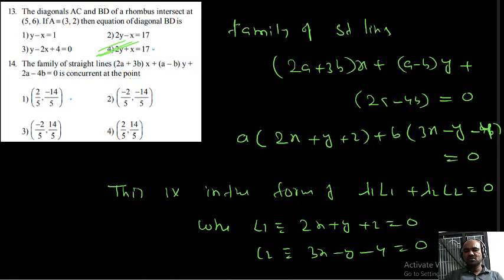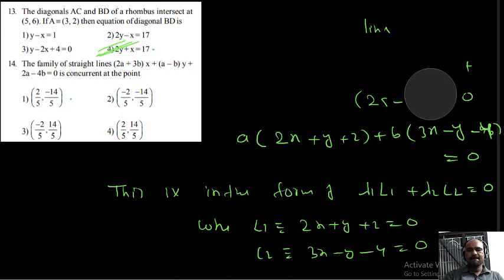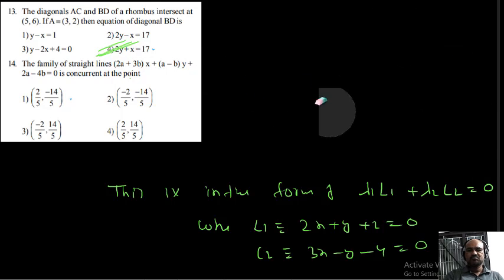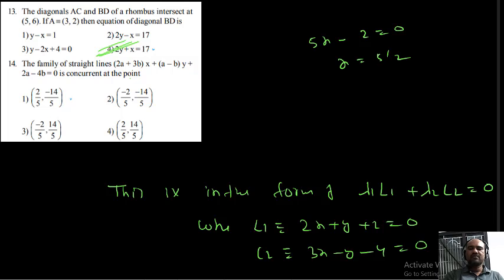So these two, observe, are intersecting lines. Try to find the intersecting point of L1 and L2, that is the point of concurrence. We just solve these two, add them: 5x minus 2 equal to 0, x equal to 2 by 5. I got x, substitute that x in any one of the equations to get the y value.